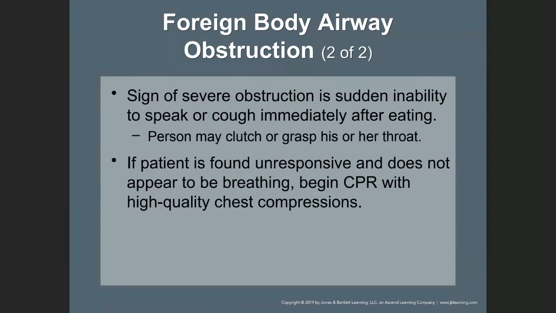Finally, signs of severe obstruction: sudden inability to speak or cough immediately after eating. The person may clutch or grasp his or her throat. If the patient is found unresponsive and does not appear to be breathing, begin CPR with high quality chest compressions. That would bring us to the end of the chapter.